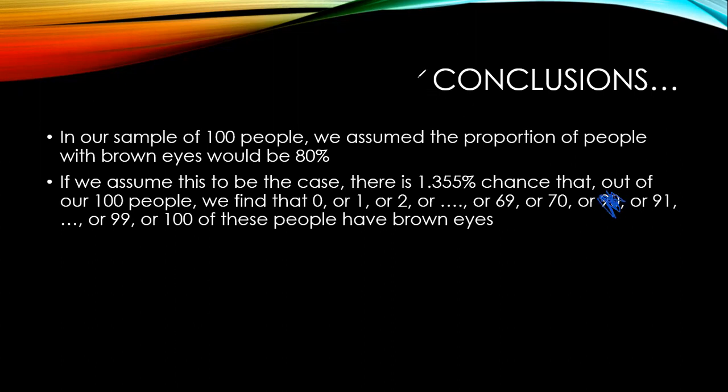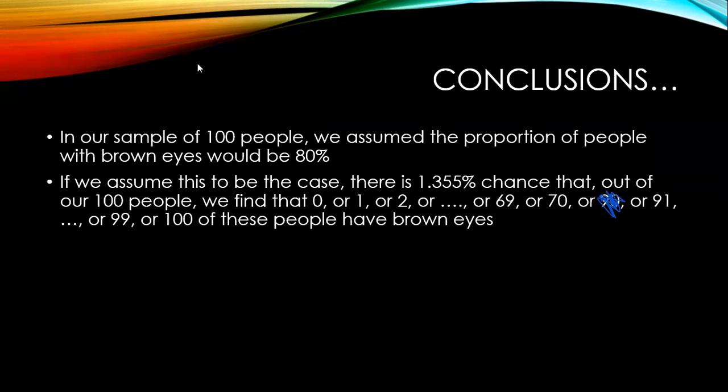Okay, so again, we have a 1.355% chance of rejecting H0. So we have a 1.355% chance of getting 0 successes, 1 success, 2 successes, up to 69, 70, or 91, 92, 99, 100. We have a 1.355% significance level, a 1.355% chance of rejecting H0. Forget this 90, this was a typo. This is an error there, sorry.